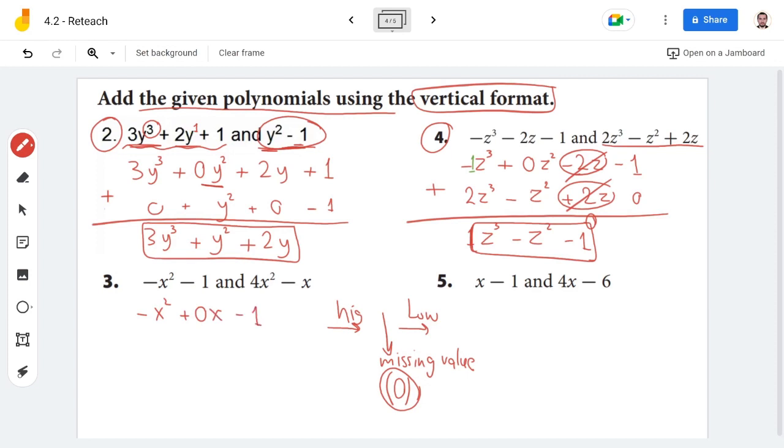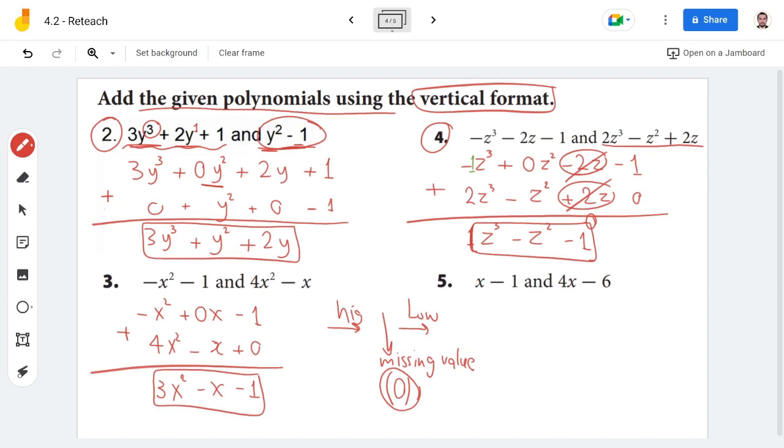Okay, now take the second one. 4x to the power of 2 minus x. And we have nothing here, so let's put 0. Now negative x plus 4x squared, 0x minus x equals minus x minus 1. Okay, so this is the answer.